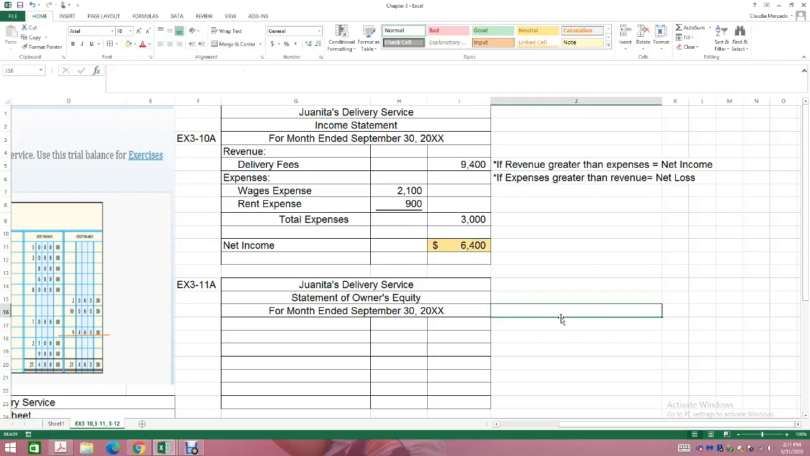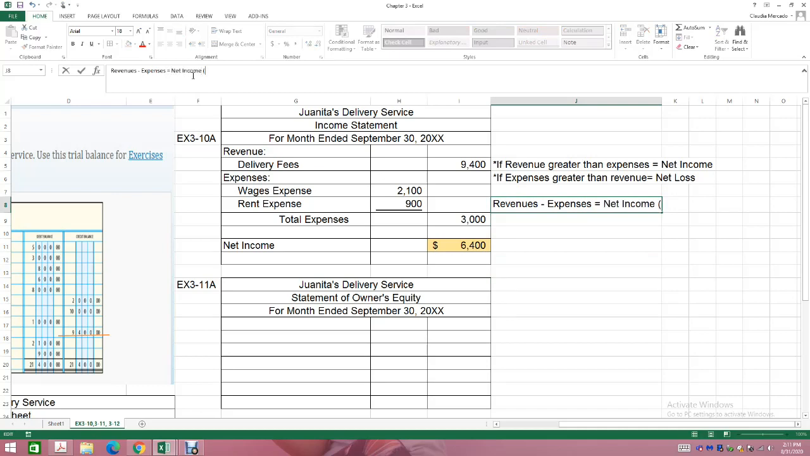Okay, so that is what your income statement is all about. Revenues minus expenses. Revenues minus expenses. That is what we do in our income statement. We subtract your expenses from your revenues to calculate your net income or net loss, okay? Whatever the case might be, okay? So that is your income statement.